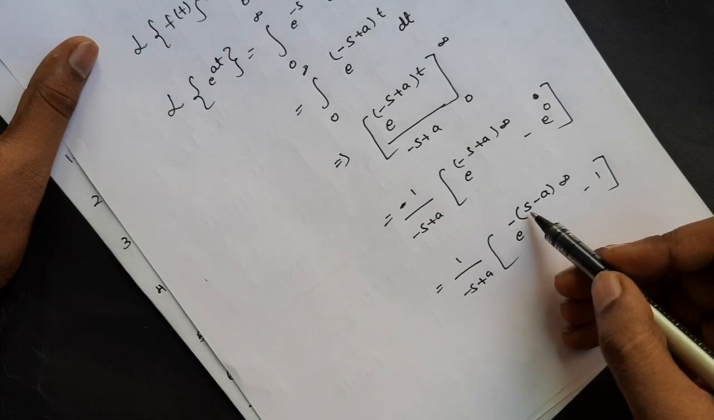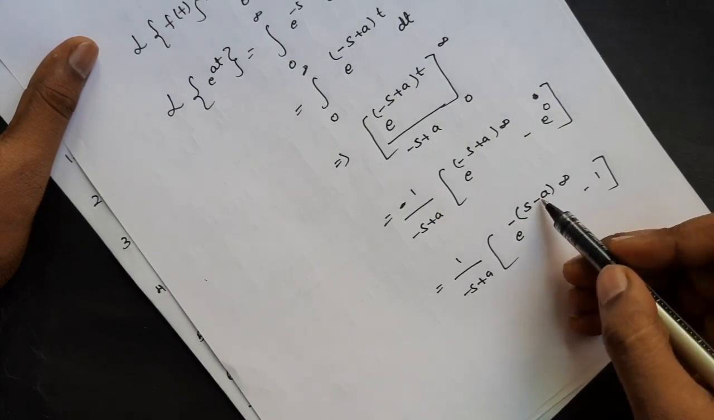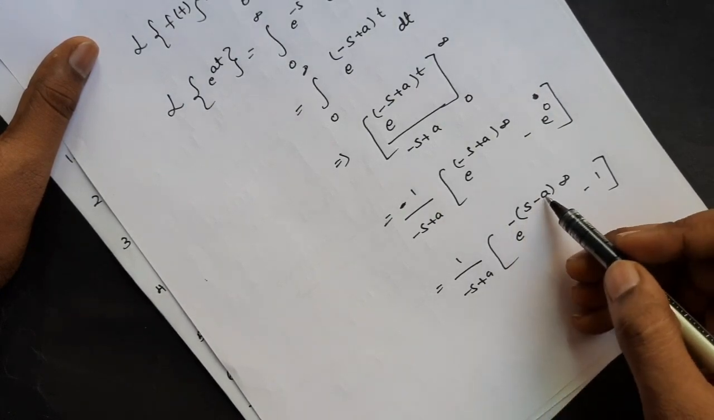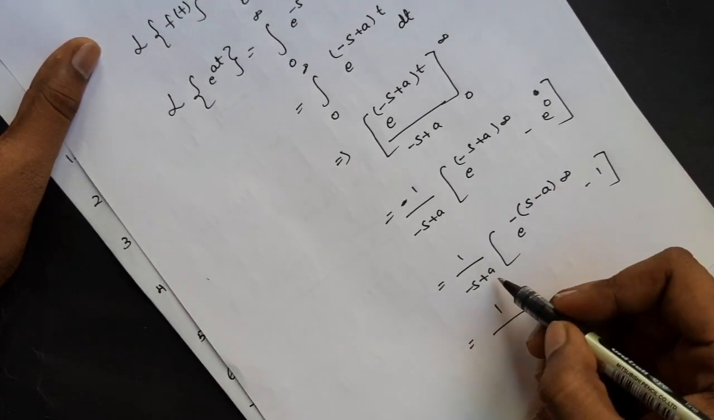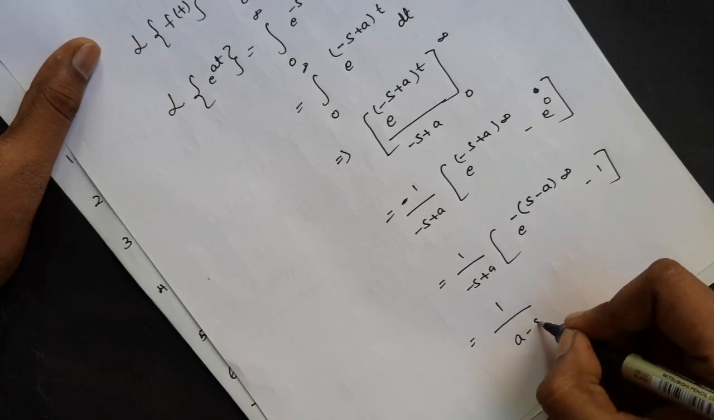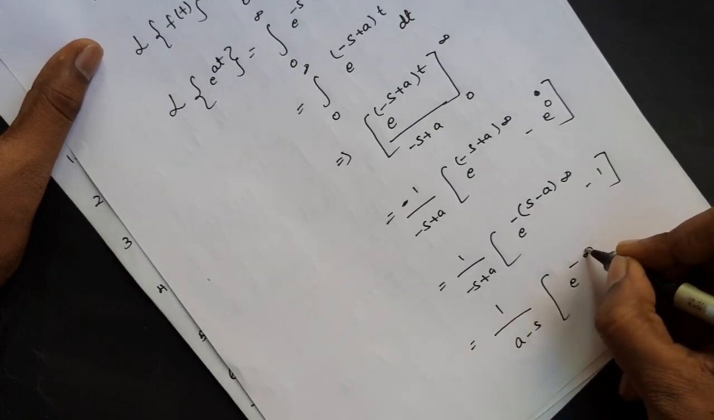Now I'm going to multiply these two things. If I multiply these two things, I will get minus infinity, right? So e power minus infinity, it's 0. So for simplification I'm going to write this thing as minus x. So e power, it's minus infinity minus 1.